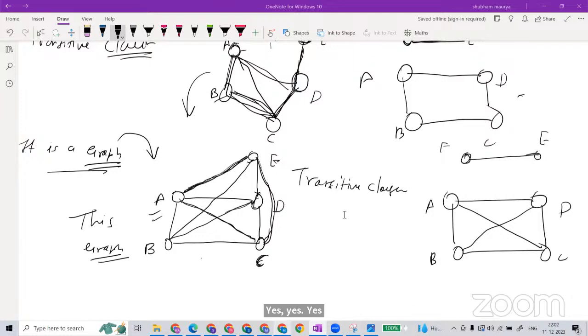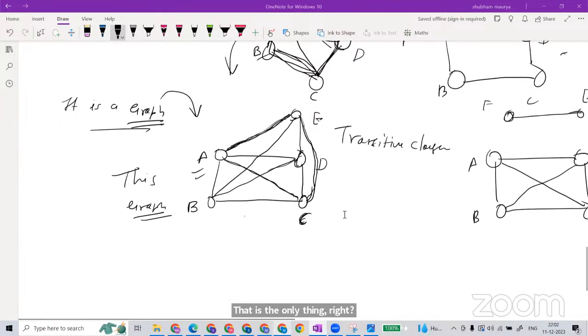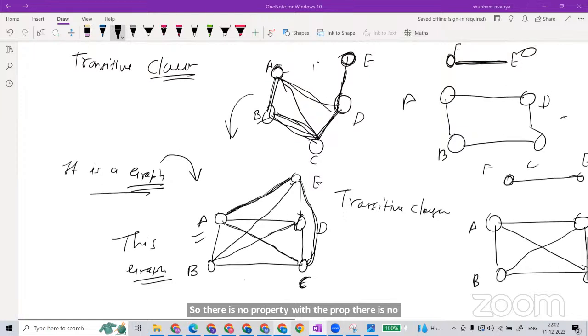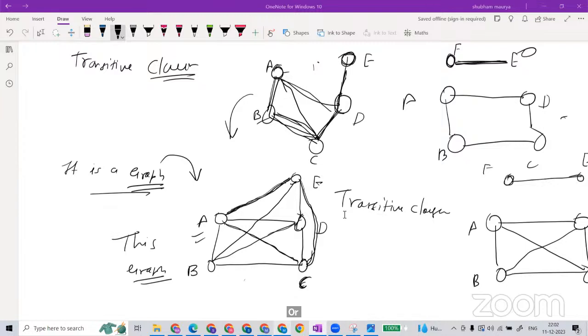Sir, can you explain again the properties of transitive closure? There is no property. Meaning to say, if you have a graph, then the transitive closure of a graph means exactly finding another graph. And what is that graph? We will connect those vertices if there is a path between any two vertices. The transitive closure is the updated graph.